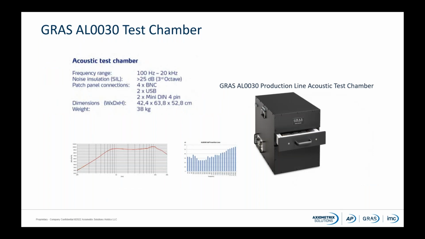The GRASS AL0030 production line acoustic test chamber will provide approximately 25 dB of separation for making electroacoustic measurements in a noisy production floor setting. It is built from medium density fiberboard lined with acoustic damping material. A large opening at the back of the chamber allows easy access for configuring the test setup. The chamber has shock and vibration absorbing feet that prevent vibration from the outside from influencing measurement results.